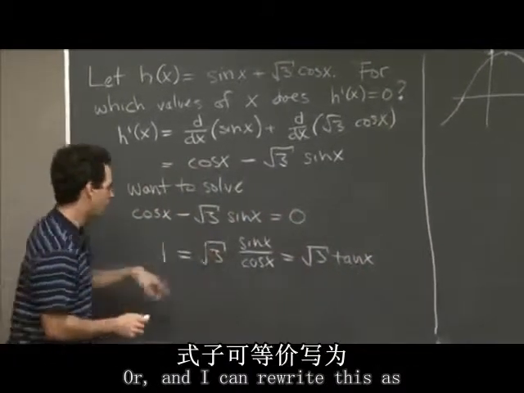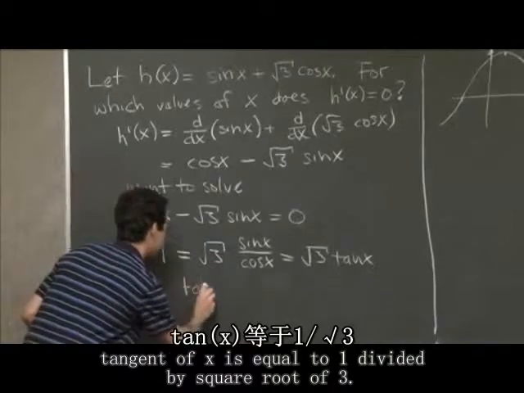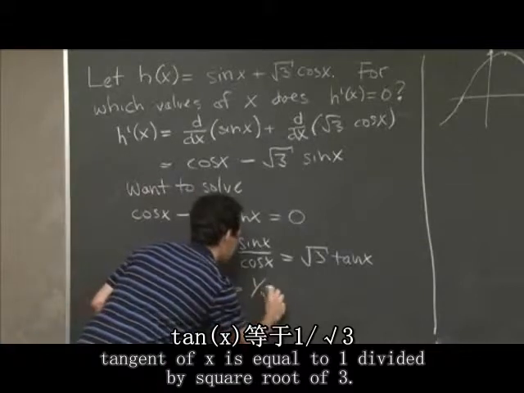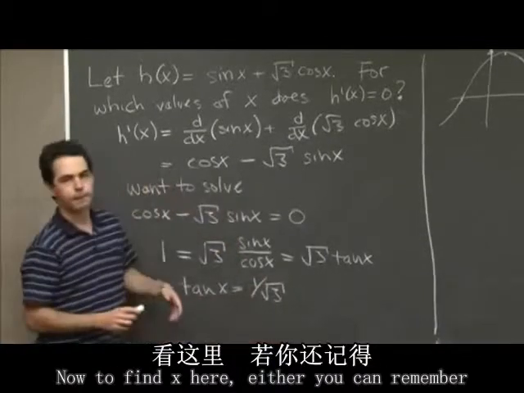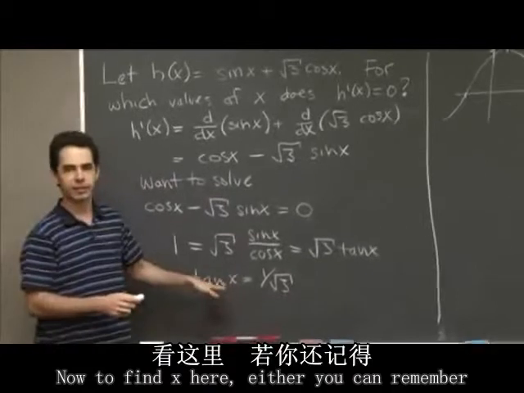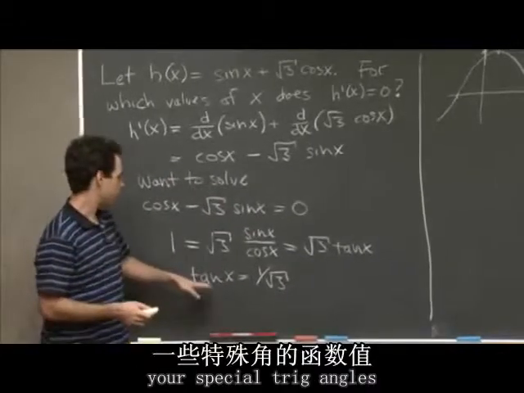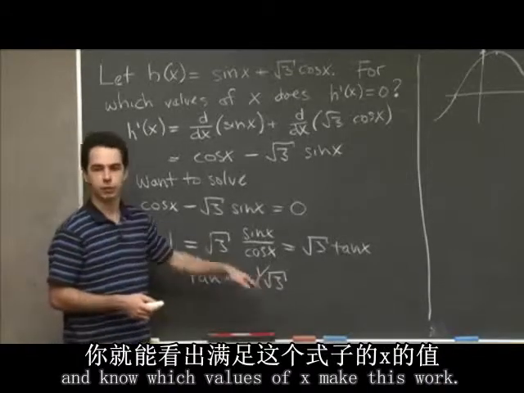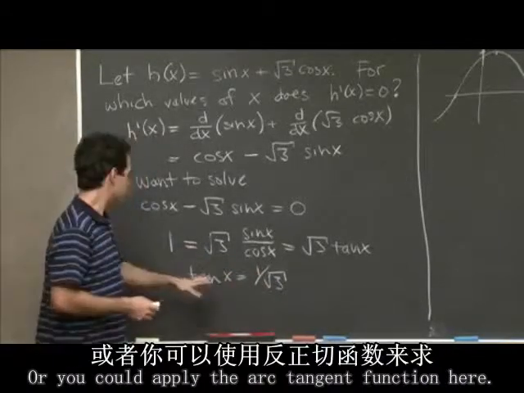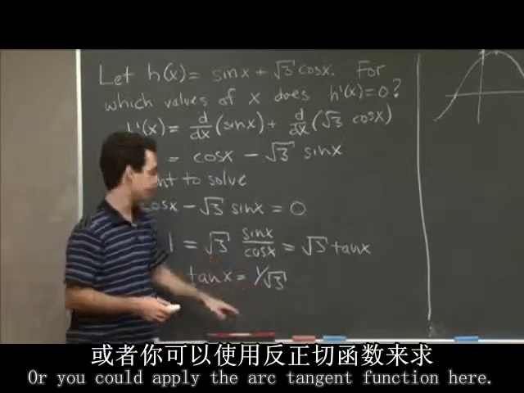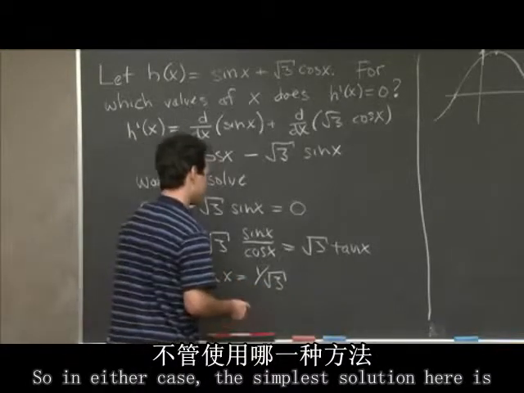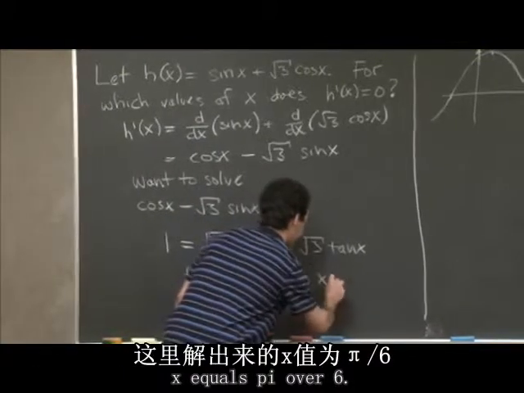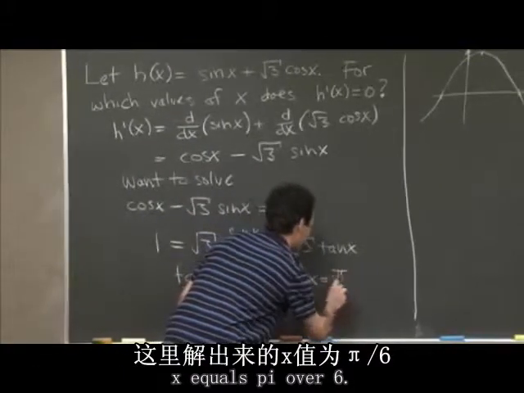And I can rewrite this as tan of x is equal to 1 divided by square root of 3. Now, to find x here, either you can remember your special trig angles and know which values of x make this work, or you could apply the arctangent function here. In either case, the simplest solution here is x equals pi over 6.